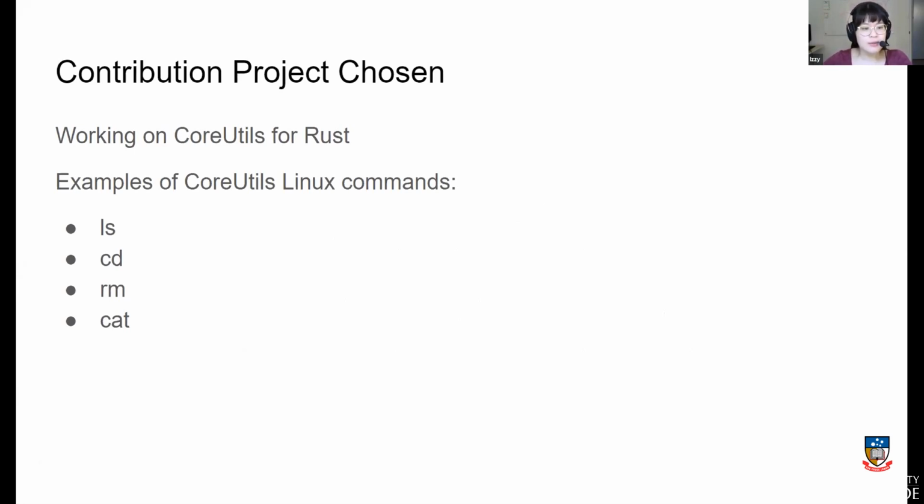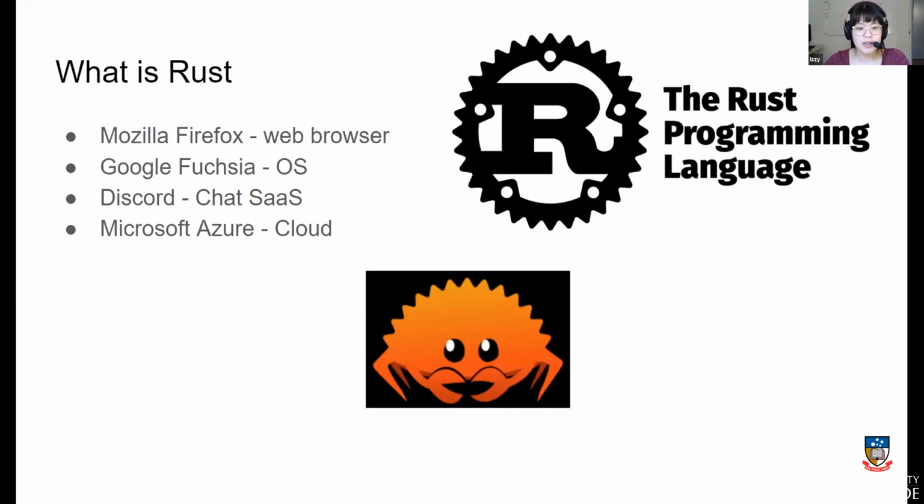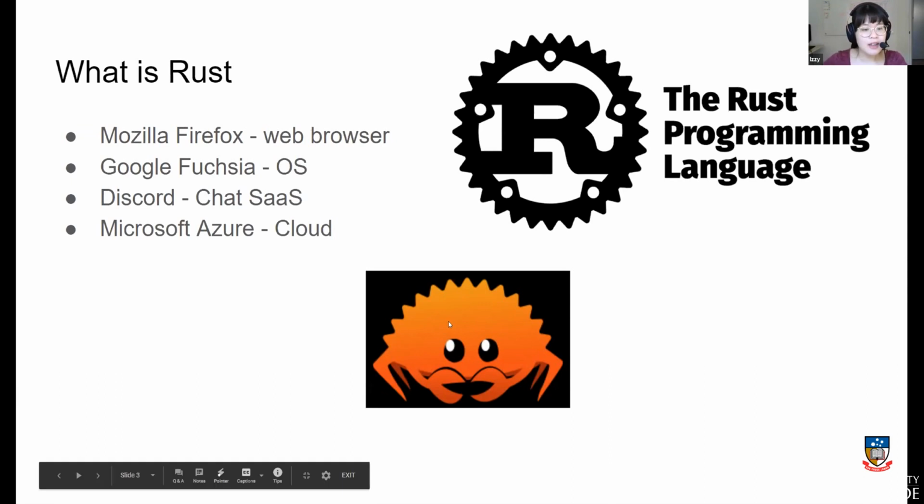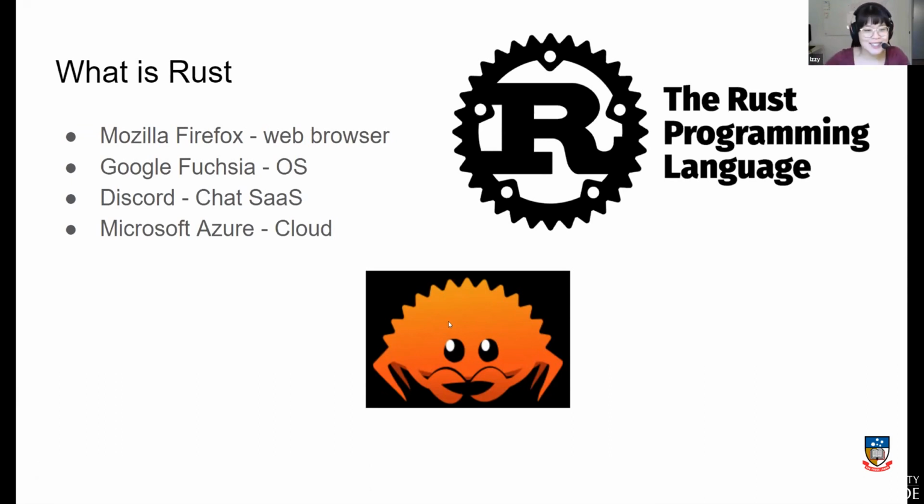So what is Rust? Rust is a programming language designed for speed, safety, and performance, focusing on parallelism. It was developed by Mozilla Research in 2010, and it has a mascot called Ferris, which is like the crab here. And Rust users refer to themselves as Rustaceans. So here are some examples of where Rust is used, like Mozilla Firefox, Google Fuchsia, Discord, Microsoft Azure.